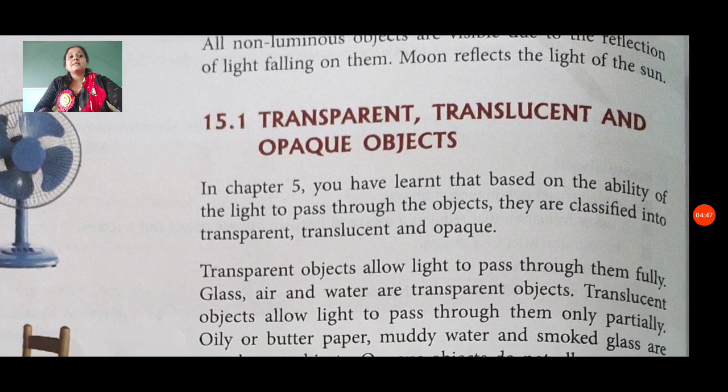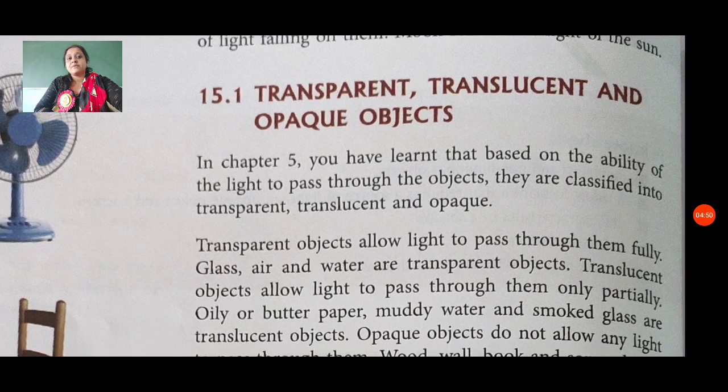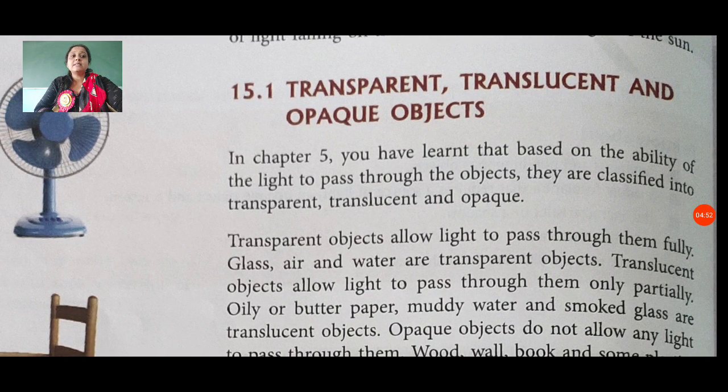Then transparent, translucent and opaque objects. In chapter 5, you learned that based on the ability of light to pass through objects, they are classified into transparent, translucent, and opaque. Transparent objects allow light to pass through them fully. Glass, air, and water are transparent objects. That means they allow light to pass through them fully.